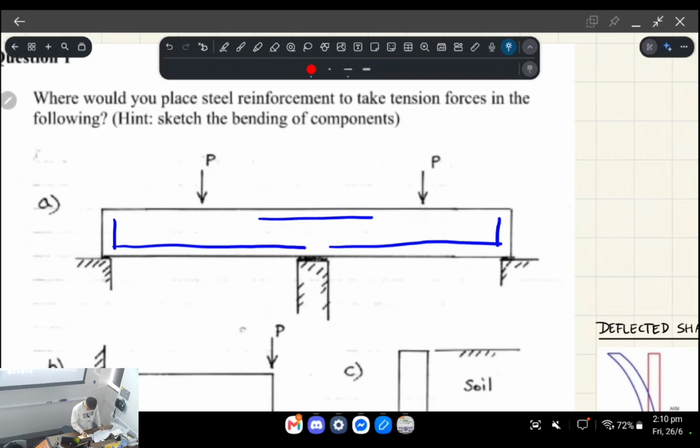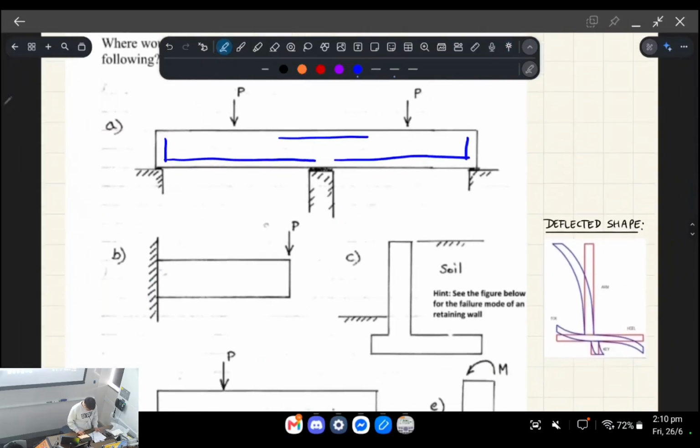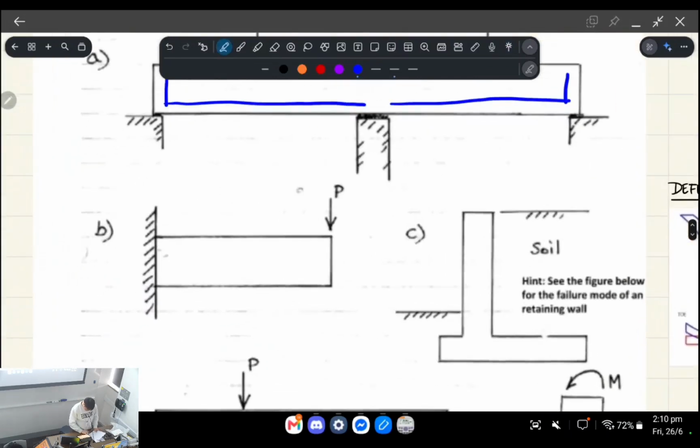So that's one. For the second one, I saw a lot of people do this, and you've kind of got the right idea. There's tension being developed on the top side, which is true. But again, to get as much of this beam anchored together as possible, you would do this. So this basically allows your anchorage.